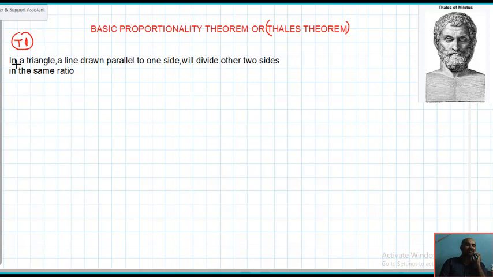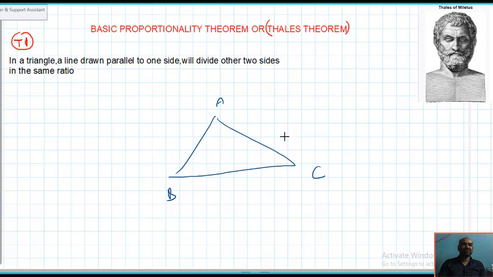Statement of the theorem: in a triangle, a line drawn parallel to one side will divide the other two sides in the same ratio. First of all I want to explain the meaning of the statement. Students, listen. For example, a triangle ABC is given.